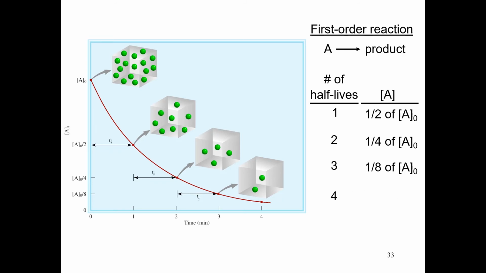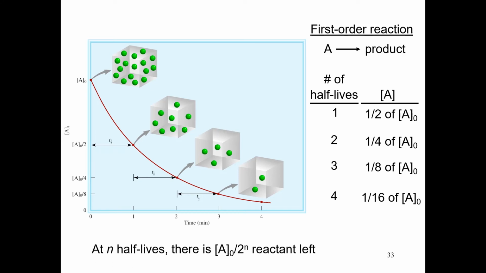Because the half-life is constant in a first order reaction, you can simply count the progress of the reaction, not by maybe following the actual concentration, but by counting the number of half-lives. Notice that at any number n of half-lives, there is going to be A sub 0 divided by 2 to the n reactant left. Look at that table we just did there with the number of half-lives and convince yourself that that equation is correct, okay?